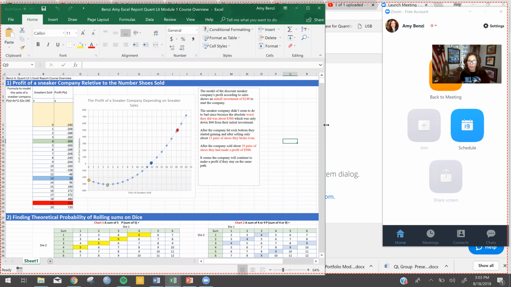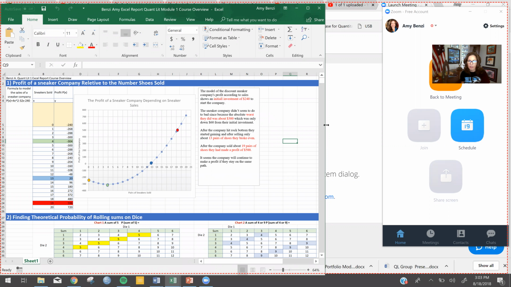For number 1, we looked at a sneaker company. We saw that the initial investment of the sneaker company was about $240, which is shown on the graph right here with the yellow dot. The bottom dollar that the company did was about $304. And right now I'm looking at a table and a graph that go along with the function that defines the profit of the company depending on the number of sneakers that are sold.